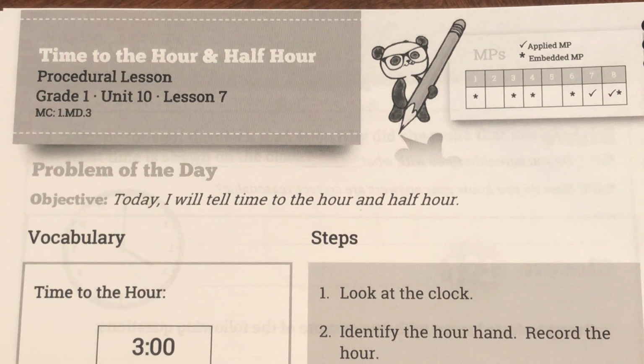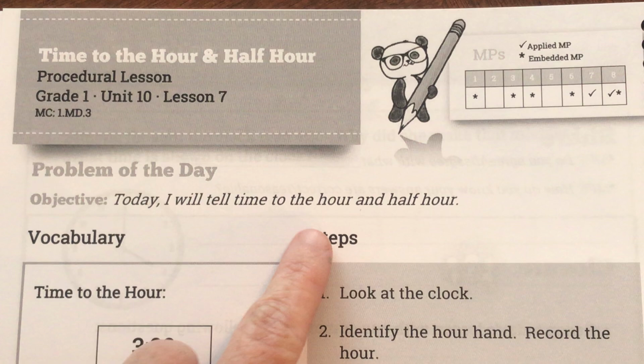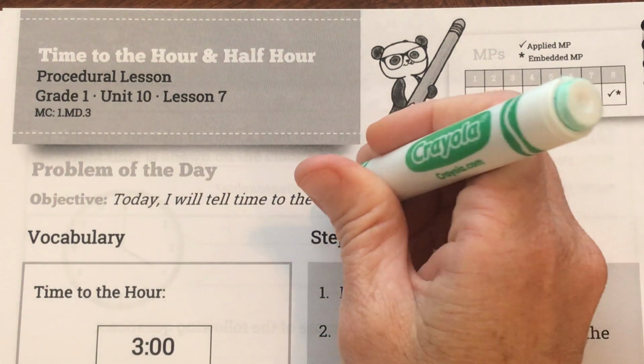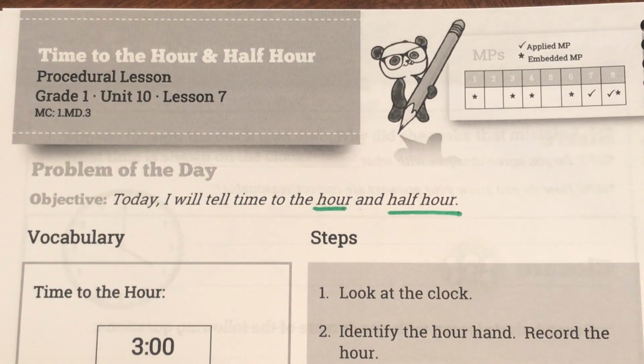We are going to be continuing with what we did yesterday. So remember yesterday we had problems where some were telling time to the hour and some were telling time to the half hour, and it was our job to know which ones were which. So today our objective is going to be the same. Today I will tell time to the hour and half hour. And we have to know which one is which.